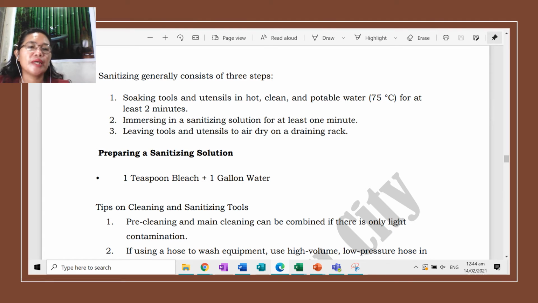Okay, so next is preparing a sanitizing solution. Let's make it: 1 teaspoon bleach plus 1 gallon water. Okay. So, tips on cleaning and sanitizing tools. Okay, so pre-cleaning and main cleaning can be combined if there is only light contamination. Then number 2, if using a hose to wash equipment, use high volume, low pressure in the hose.